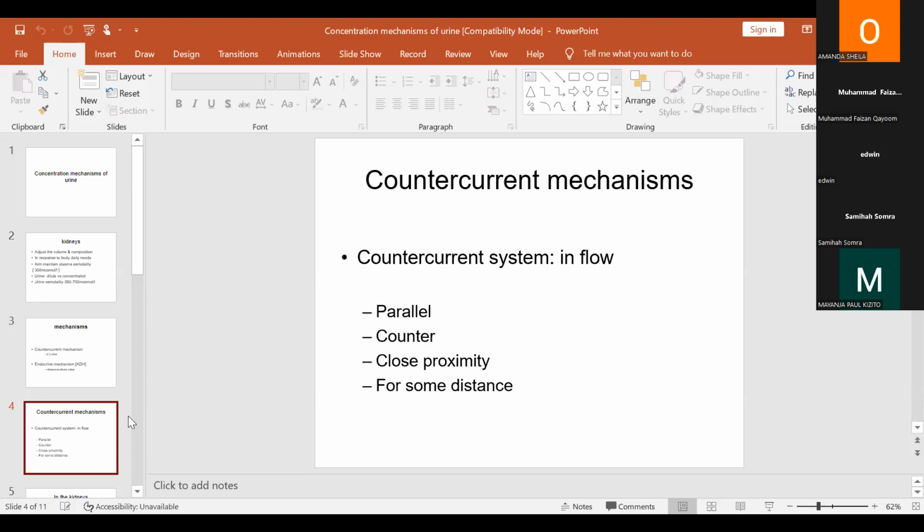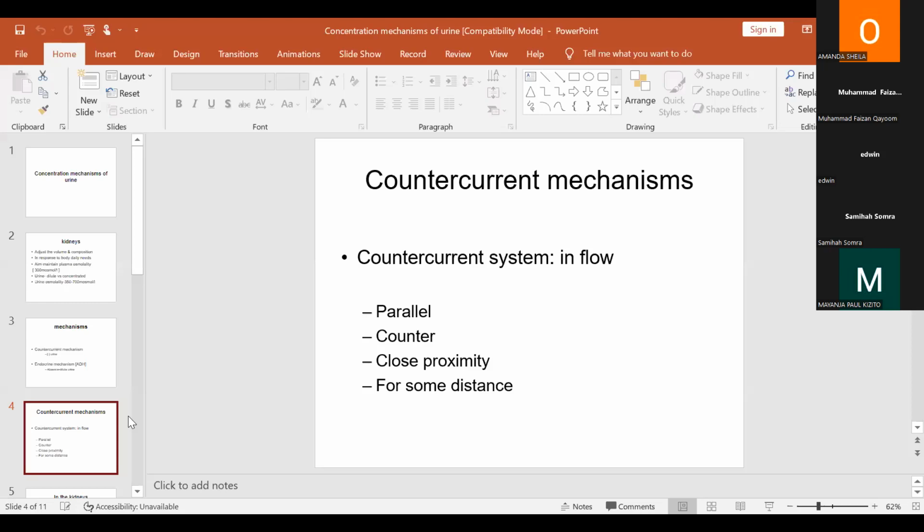Now, to ensure that this system works efficiently, these two limbs must be very close together. You can't have one here and one on the other side and expect that the countercurrent system is going to work well to concentrate the medulla and ensure that urine is dealt with appropriately. So they must be close to each other. So in any nephron, the descending and ascending loops of Henle are always parallel, their flow is counter, and they are in proximity to each other.